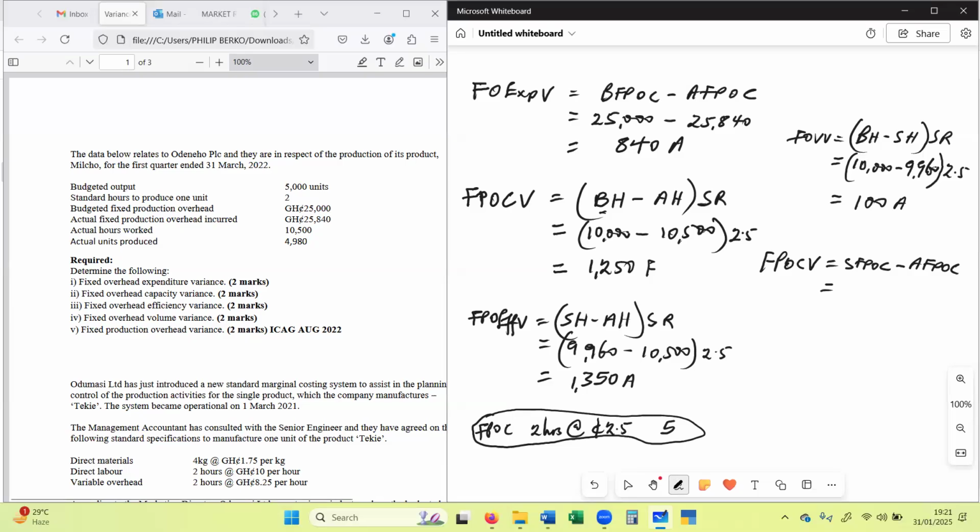Okay. So we multiply the 5 by actual output. So 4980 multiplied by 5. What do we get?